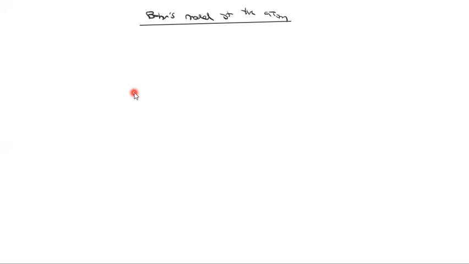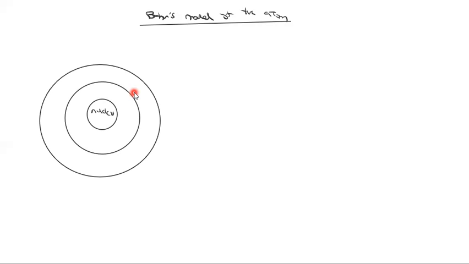So Bohr's model is very similar to Rutherford's. So you still have your nucleus in the middle. You still have electrons going around. But Bohr now basically adds rules about how they go around.